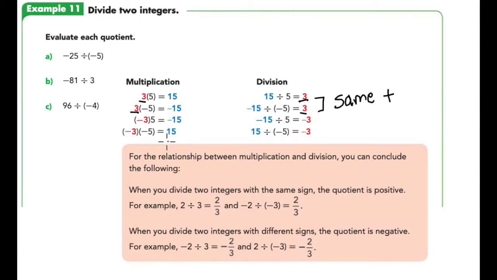For the last two facts, we had a negative 3 times 5 gives us a negative 15. When we reverse that, it's a negative 15 divided by 5 gives us a negative 3. And then the last fact, for division, 15 divided by a negative 5 gave us a negative 3. You'll notice here that we divided with different signs. And when you divide or multiply two integers with different signs, your result will always be a negative.